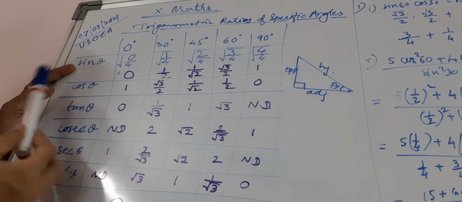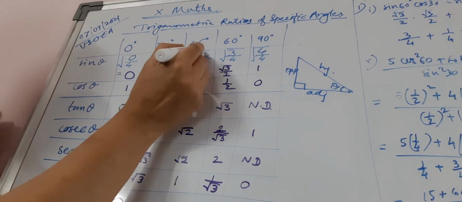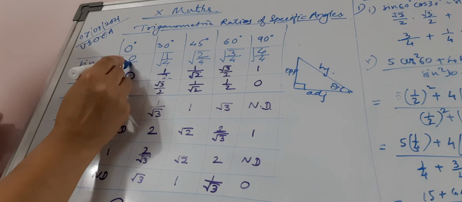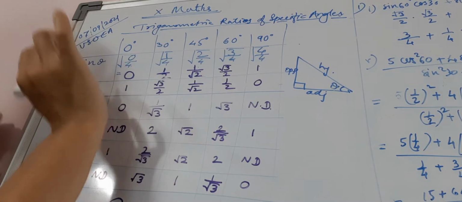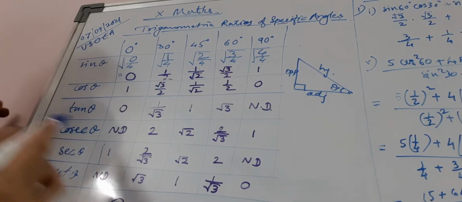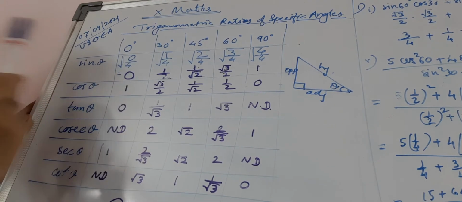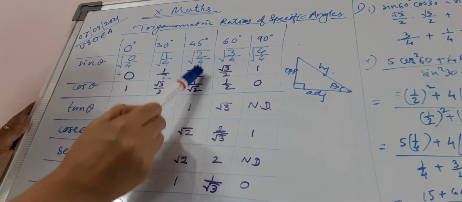How to write it? First we have to write down 0, 1, 2, 3, 4. Each one is divided by 4, and for each one we should take the square root. So what values are we going to get here? 0 divided by 4, square root, means 0. Like this you will get the values.